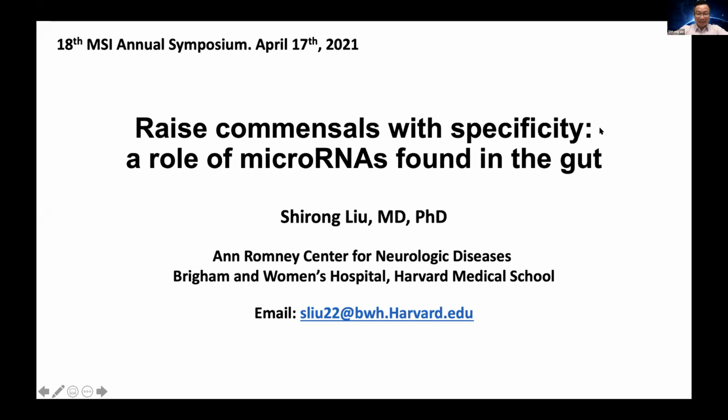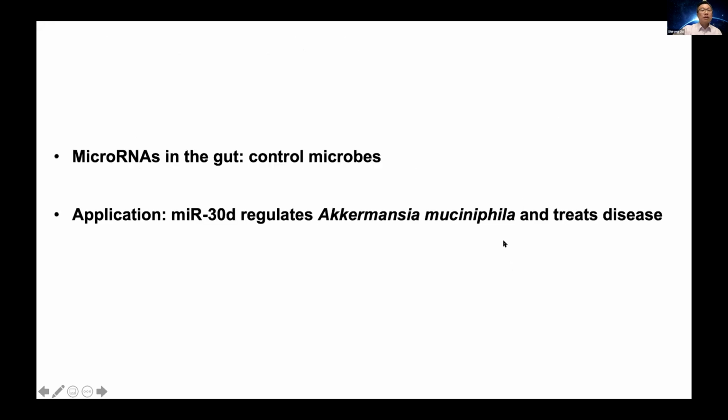So I'm going to talk about the interaction between the host and the commensals in the gut, particularly how the microRNAs that we found in the gut are involved in this interaction. My talk will be separated into two parts. In the first part, I'm going to talk in general about the interactions between the host and the microbe mediated by microRNAs. And then in the second part, I will talk about a specific microRNA. How is this microRNA involved in a specific disease, multiple sclerosis?